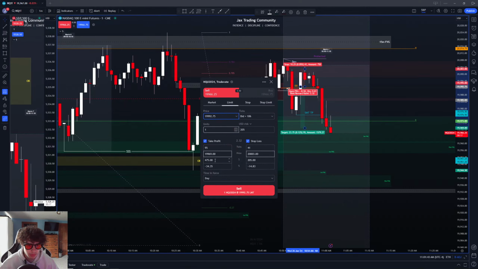So a little lesson I got from this is I need to increase my stops. I just wanted to do tight risk there. This would have been my second TP. We're probably going to sell off down to it.